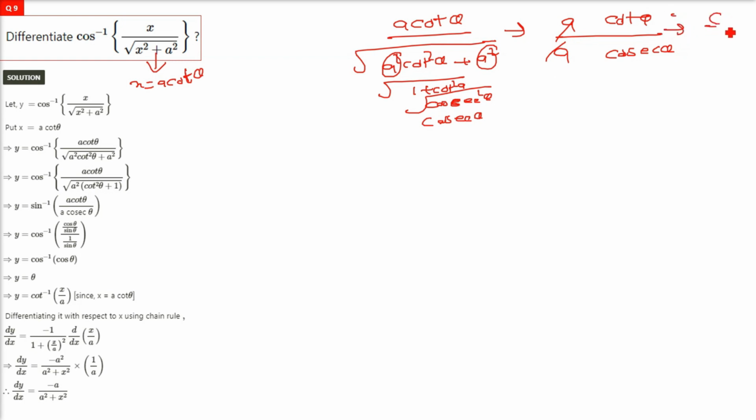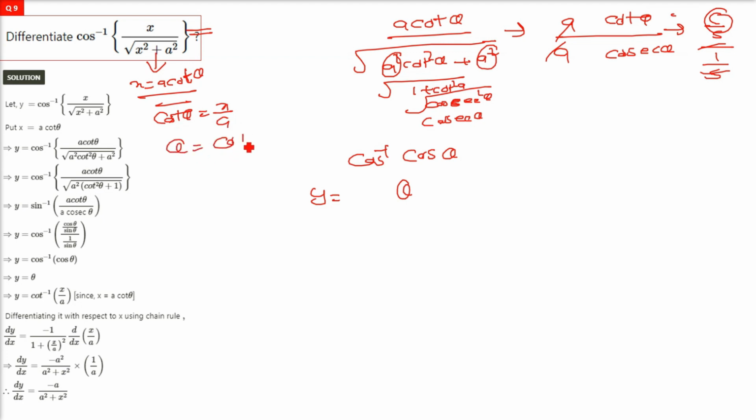Cot is cos by sine, cosec is 1 by sine. So this sine gets cancelled, and cos it will be. So why have we done all this? Just because we know that it gets cancelled, and since there is no boundary being given, cos inverse of cos theta, you can just cancel the cos inverse. So you have to differentiate only theta. When we have placed x equals a cot theta, cot theta is going to be x by a, and theta is going to be cot inverse x by a.